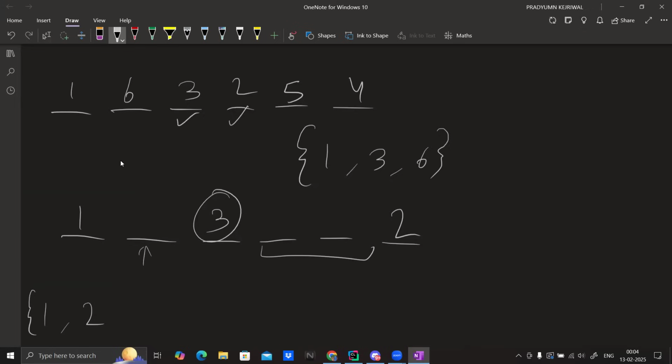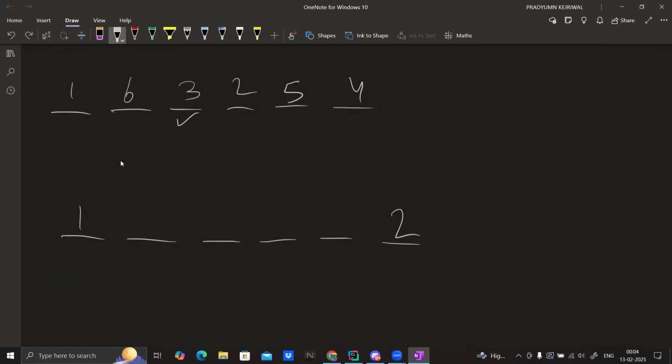So I'm also storing a multiset of the current lengths. Initially it was 4. When 3 didn't come here, the set contained the indices 1 comma 6 and the multiset contained the length 4, because there is only one partition of length 4.